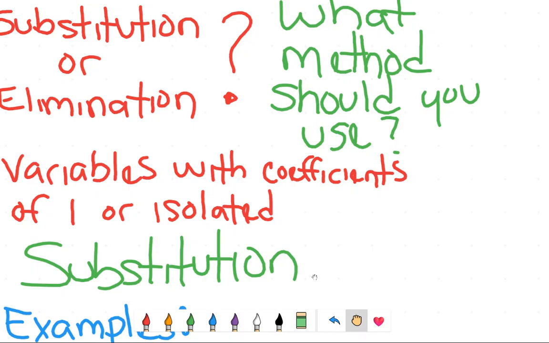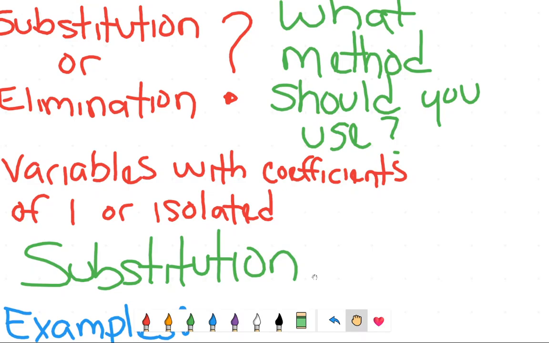In this mini lesson, we'll go over the methods that you should use when solving a system of equations, whether you should use the substitution or the elimination method. By this time, you should have learned all three methods: substitution, elimination, and of course graphing. But when you don't have a graph and you only have the equations, you must use either substitution or elimination. So what method should you use if you're given a system of equations?